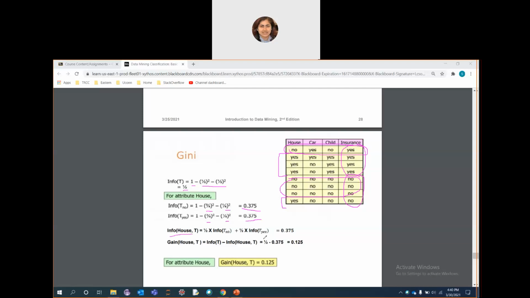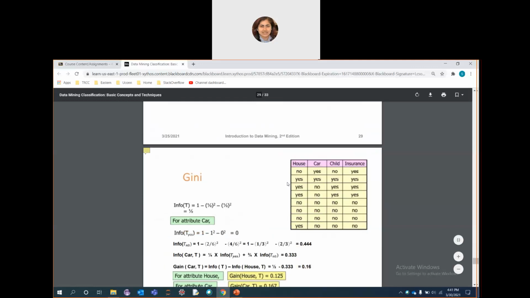Info of house 2 will be calculated in a similar way. Info of T no. How many no's are there? Total 4. 4 divided by all the instances 8. So it will be 1 by 2. Yes is also the same. 4 divided by 8 of T yes will be 0.375. And how do you find the gain? It's basically the same formula. Info of overall entropy of the whole data set minus the given attribute's entropy that we found. And this is the final gain on the attribute house.